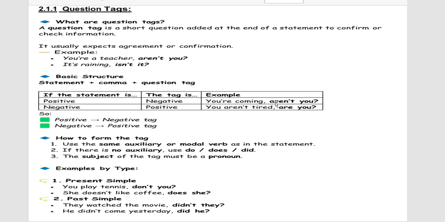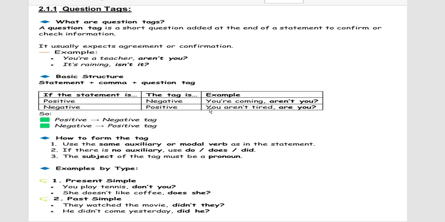So we pick up are, and with are we write not, that is n apostrophe t or n-o-t. Instead of the o, they have used an apostrophe here. So: you are coming, aren't you? The statement is positive, followed by a question tag which is negative, which means it has the word not in it.